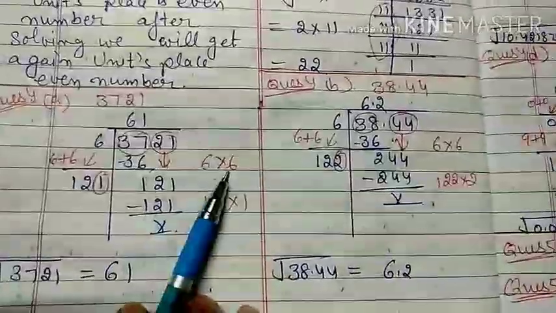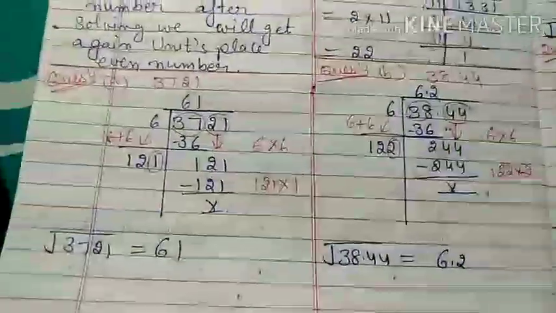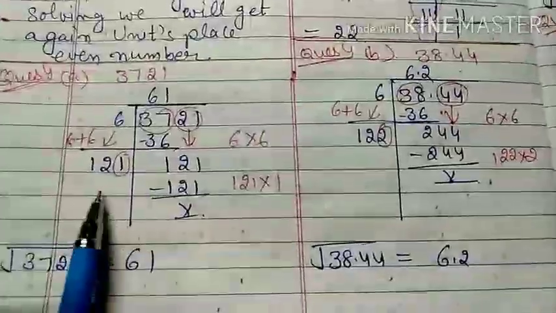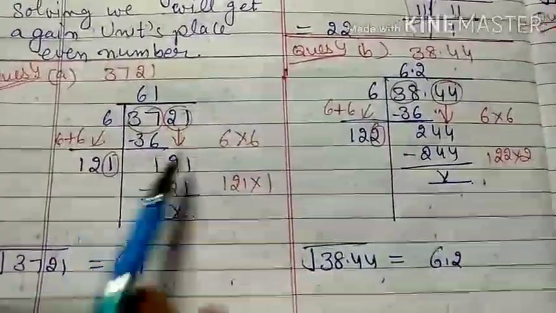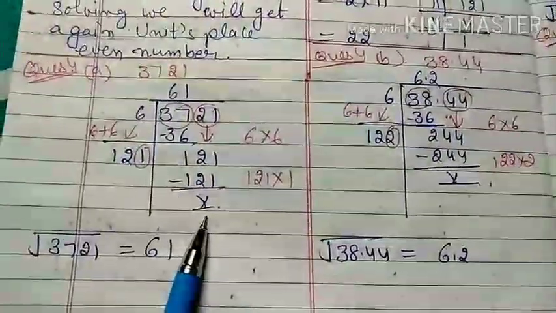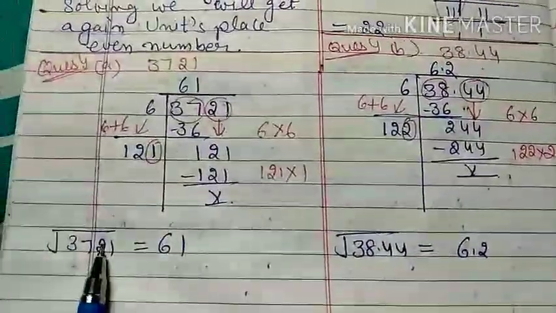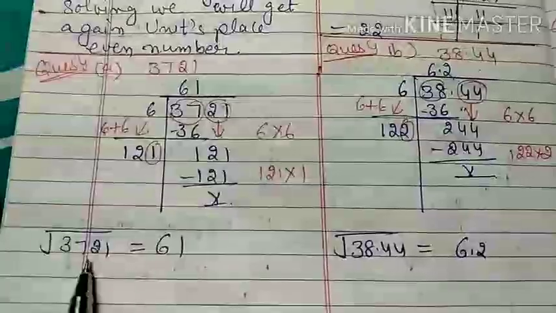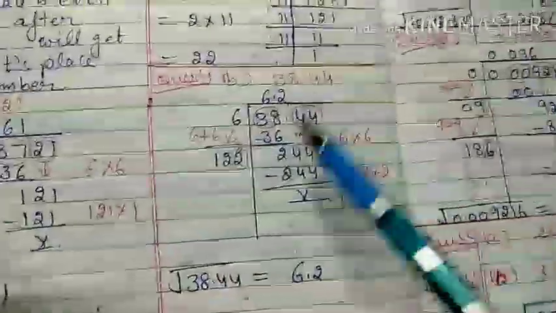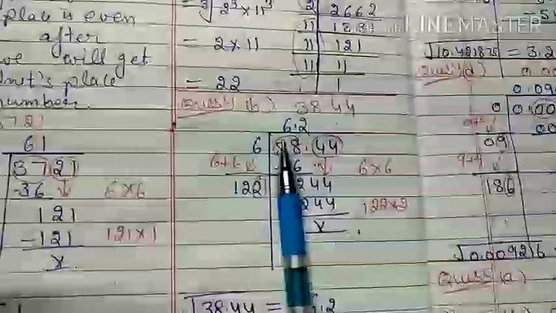In the same row you have to multiply inside and outside. For the next divisor you have to add the numbers which you multiplied in that particular row. So here 121 into 1 gives me 121, and my remainder is 0. That means 61 is the square root of 3721.